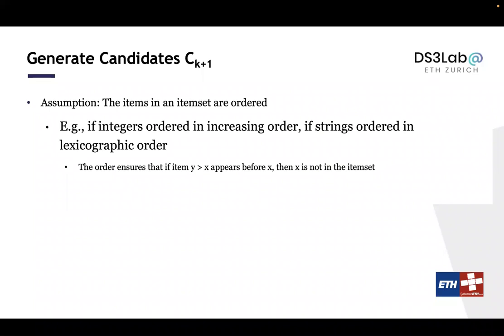The reason that we want to order it is to ensure that if you have an item y plus x, there are two different items, but y is ordered later than x. If you have y appear before x, then x is not in the item set, right? So that's why we want to order them.